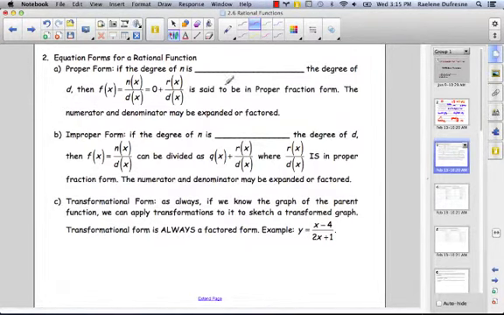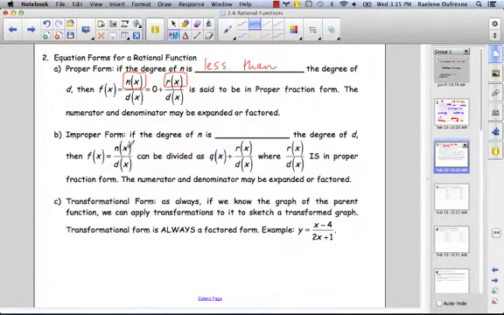If a fraction is to be proper, the degree of the numerator is to be less than the degree of the denominator. And in that case, the quotient is 0, and again, the numerator is directly equal to the remainder. This is proper fraction form. The numerator and denominator may be further expanded or factored.